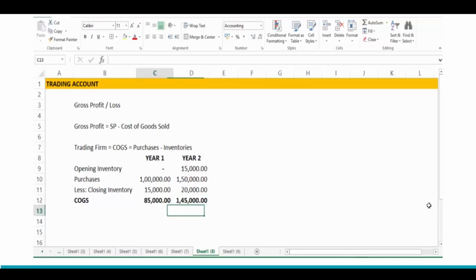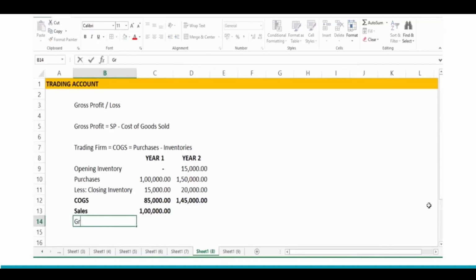Let me supply one more piece of information. Let's say sales in year 1 is 1 lakh, and cost of goods sold is 85,000. Then the difference between these two is your gross profit, which is 1 lakh minus 85,000. So you can say your gross profit is 15,000 in year 1.